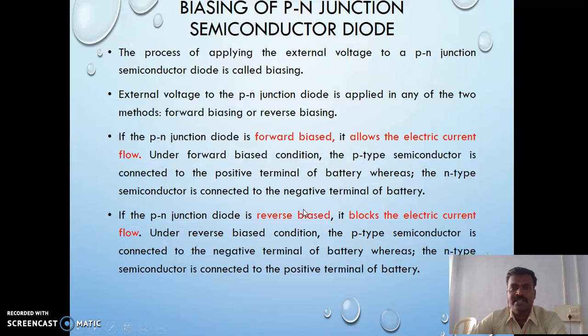Next, biasing of a PN junction diode. The process of applying an external voltage to a PN junction semiconductor diode is called biasing. External voltage is applied to the PN junction diode in either of two methods: one is forward biasing, another is reverse biasing. If the diode is forward biased, it allows the electric current to flow. Under the forward bias condition, the P-type semiconductor is connected to the positive terminal of the battery, whereas the N-type semiconductor is connected to the negative terminal of the battery. If the PN junction diode is reverse biased, it blocks the electric current flow, and the P-type semiconductor is connected to the negative terminal of the battery, whereas the N-type semiconductor is connected to the positive terminal of the battery.